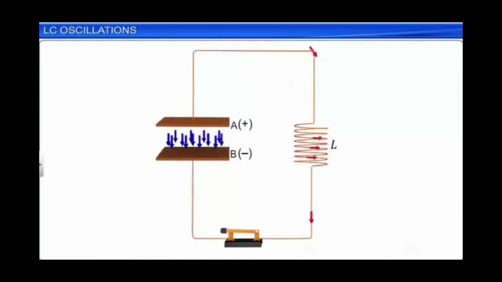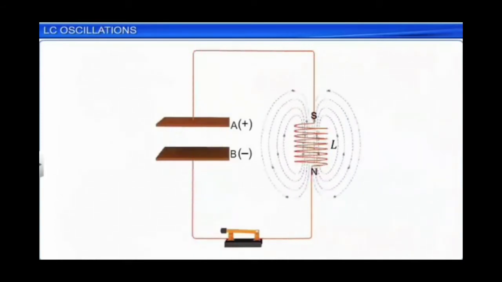When the circuit is closed, the capacitor discharges through the inductor. That means when the capacitor gets discharged, it sends a current through the inductor. The current is from A to B through the inductor outside the capacitor. As the time goes, the charge flowing in the circuit increases and the current in the circuit also increases. So when the capacitor gets fully discharged, the current in the circuit will be a maximum.